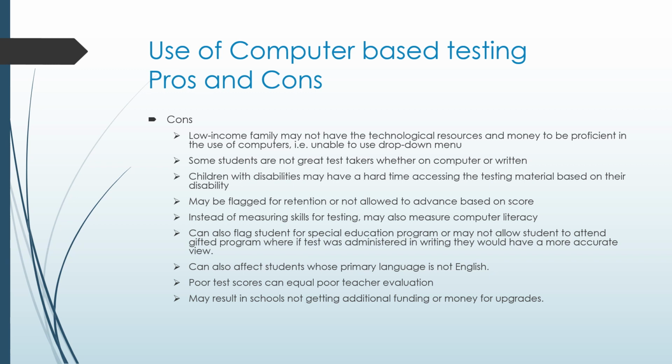Students of low family income may not be able to get the technological resources, or they may not have the money, which may not allow them to purchase computers, so they may not be as computer savvy when it comes to the use of computers. So during testing, if one of the questions has a drop down menu, they may not be able to figure that out because again, they don't have the computer knowledge and computer savvy as some of their peers might have.